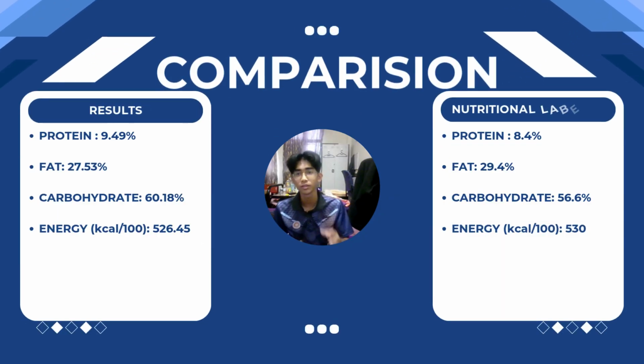So according to the result that we get, we can compare with the nutritional labeling that appears on the package. So protein 9.49 and protein 8.4% maybe have a slightly different content on the biscuit that we conducted the proximate analysis on.